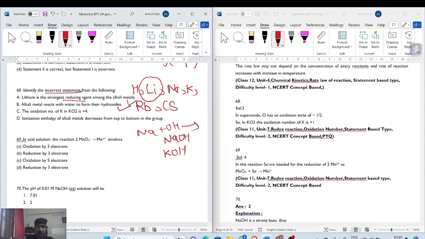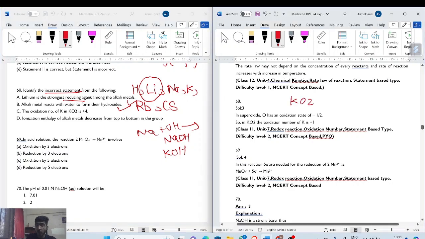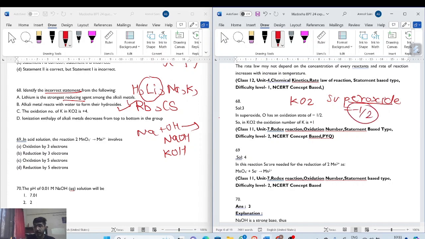So oxidation number of K in KO2 is 4. Here oxygen has the oxidation number of -1 by 2, because here oxygen is present in its superoxide state. And in superoxide state, the oxidation number of oxygen is -1 by 2. And we have two atoms of oxygen, means total charge on oxygen will be -1.